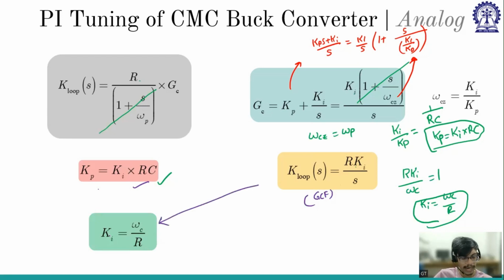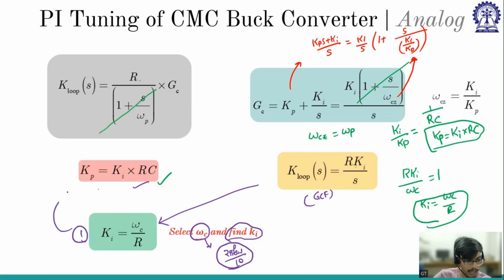Now, how do I get Ki? First, you have to again select omega C. This is a small signal model, so 2 pi fSW by 10. And you have to find the Ki. So select omega C, first find Ki. Now you got Ki, then go to Kp and you can calculate Kp. Now you got Ki, Kp, you substitute, you got the controller.